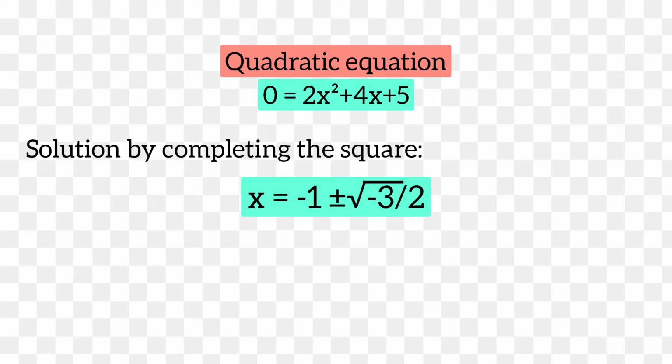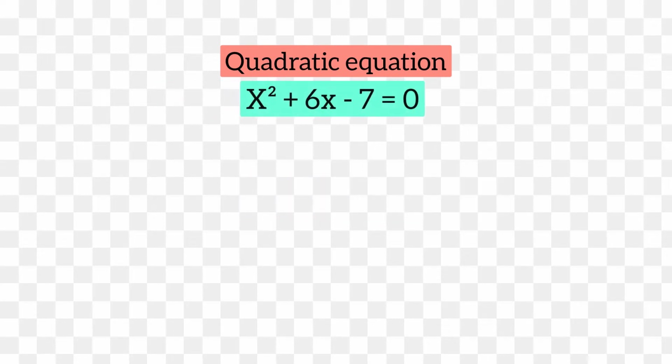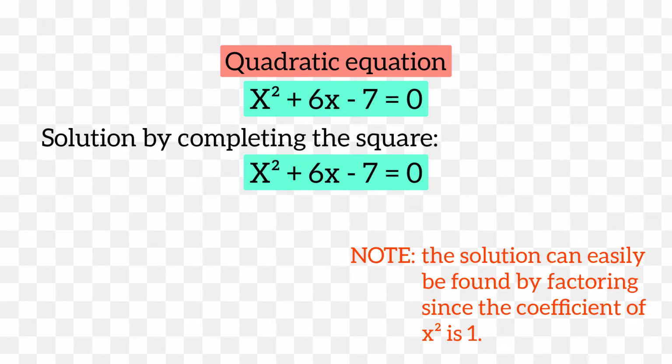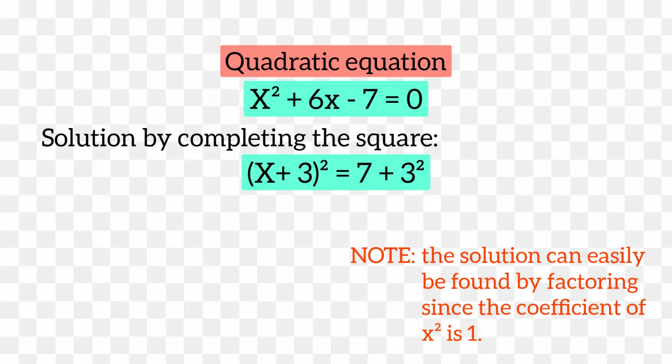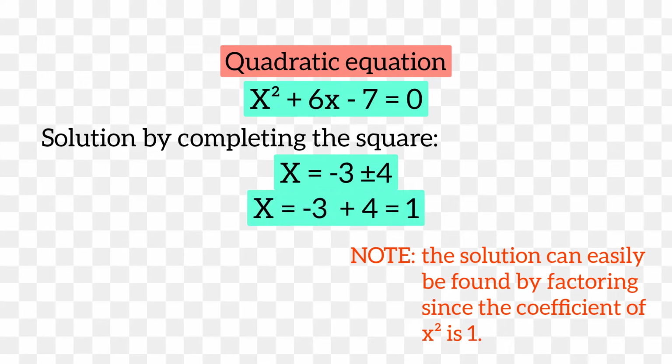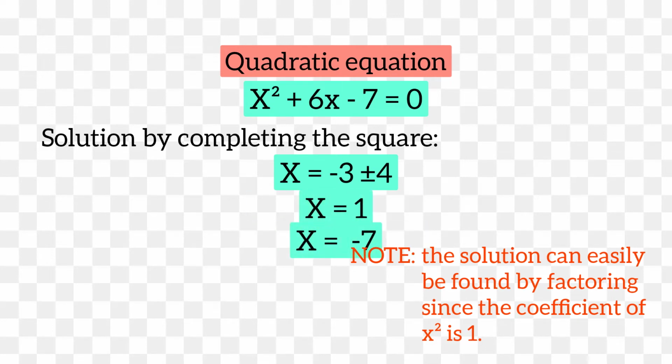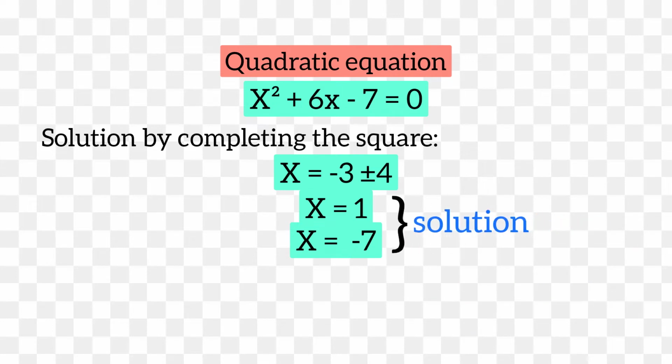So the given quadratic equation has no real root since the solution involved a square root of a negative number. So let's try another quadratic equation, and this time with a solution of the real numbers. So now we have x = 1 and x = -7 as a solution.